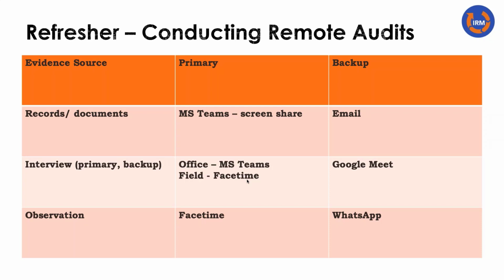Particularly the last row, observation, can be a really important source of objective evidence. I did an audit recently in a manufacturing facility, and that's where your prior planning really comes into account. That was a safety audit.